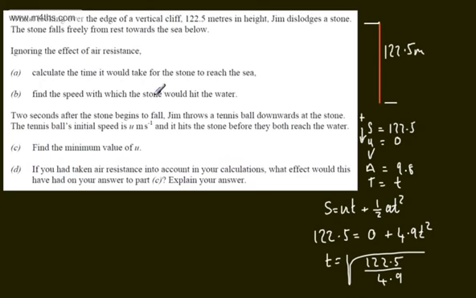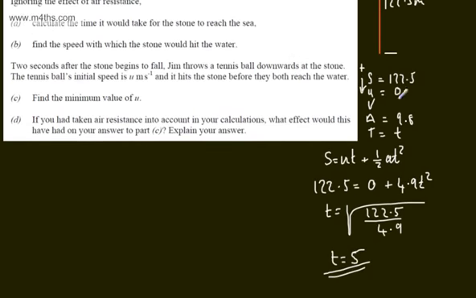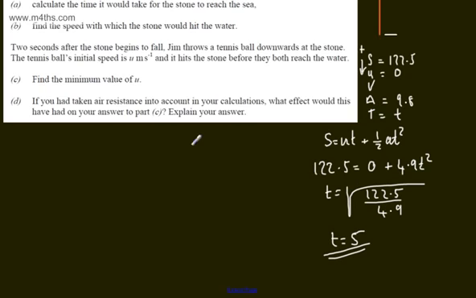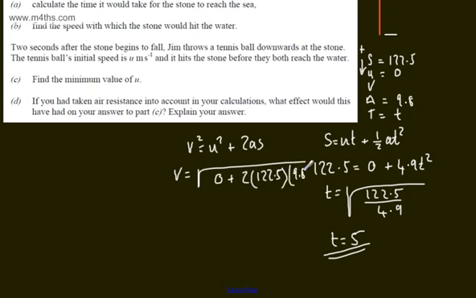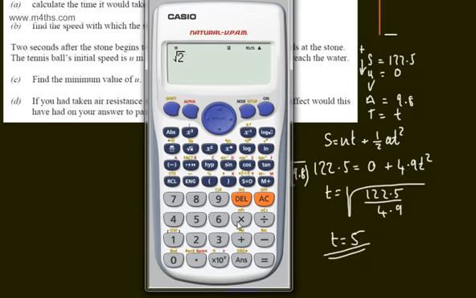We need to find the speed at which the stone would hit the water. So let's take this information again right here. We've got S, we've got U, we've got A, and we want V. So this time I'm going to use V squared is equal to U squared plus 2AS. So we're going to have v will be equal to the square root of u squared, which is 0, plus 2 lots of 122.5 multiplied by 9.8, and this can go straight through the calculator. So square root of 2 times 122.5 times 9.8, and then that will give me that speed.